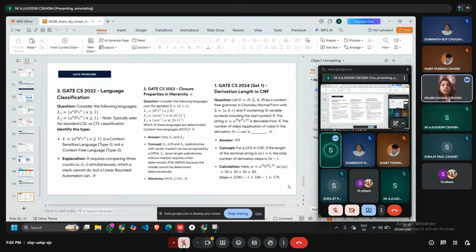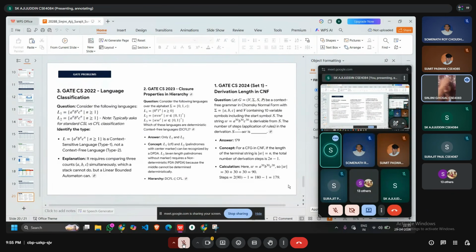And the last question is the latest one, from 2024. Here we are given a context-free grammar in CNF, Chomsky normal form, and a string W whose value is given. We have to calculate the total length, and as calculated, the total length comes to 179. So this question tests the understanding of CFG structure and the derivation process.